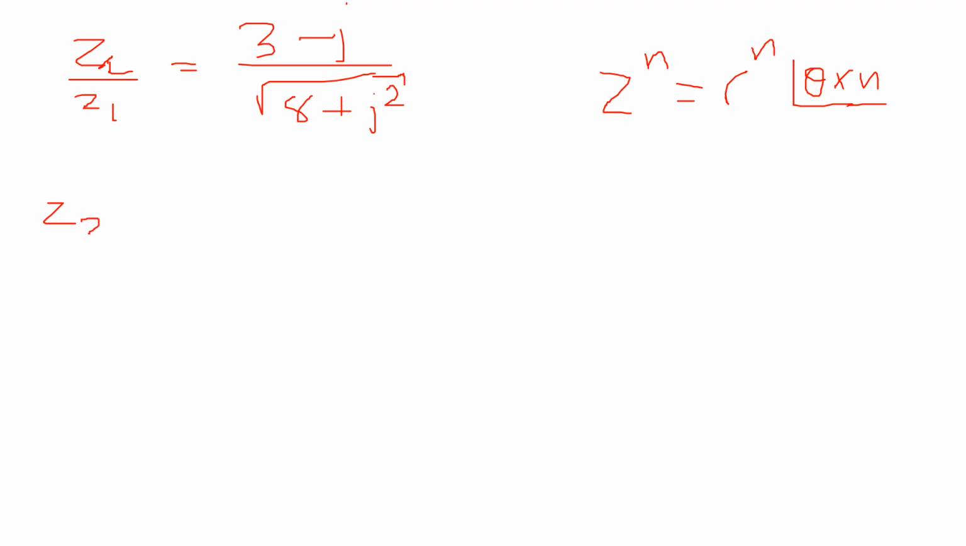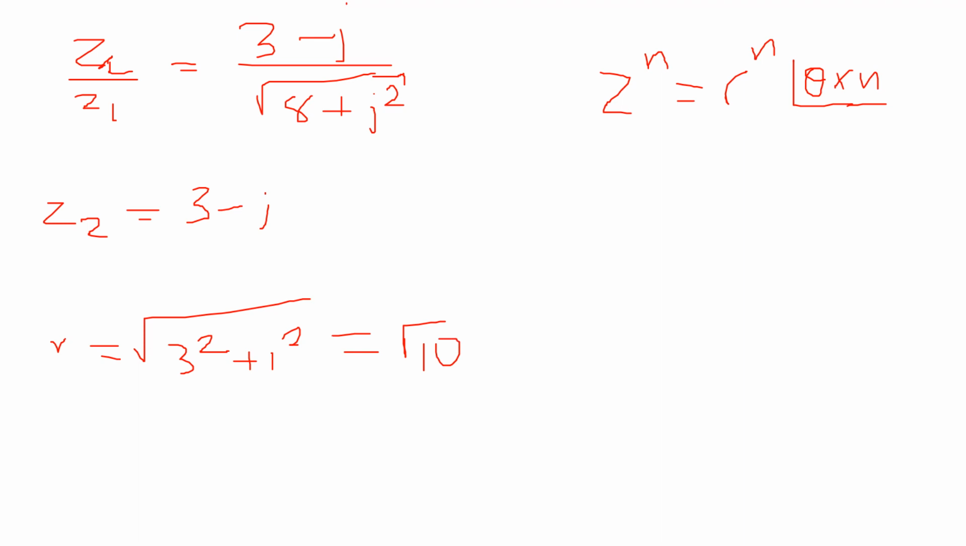Let's say z2 is equal to 3 minus j. If we want to write 3 minus j in polar form, it's going to be r, which is the resultant, and that is the square root of 3 squared plus 1 squared. So remember, you square the real part and you also square the imaginary part. The sign does not matter here, because if you square the negative sign, it will always give you the positive sign. So it's 3 squared plus 1 squared, so it's going to be the square root of 10.